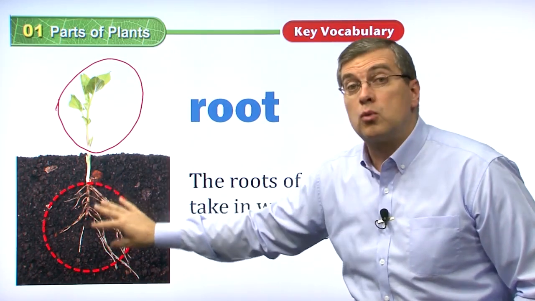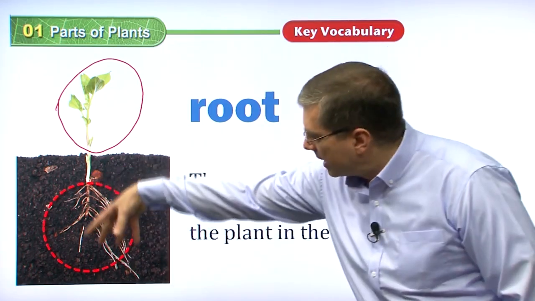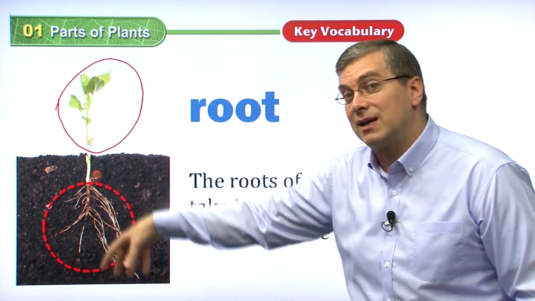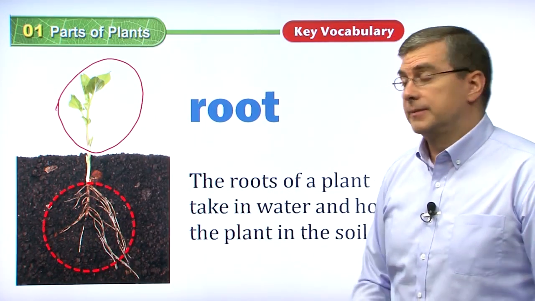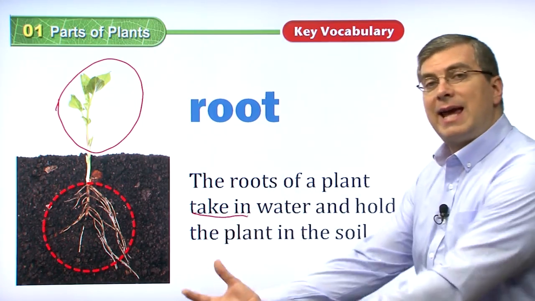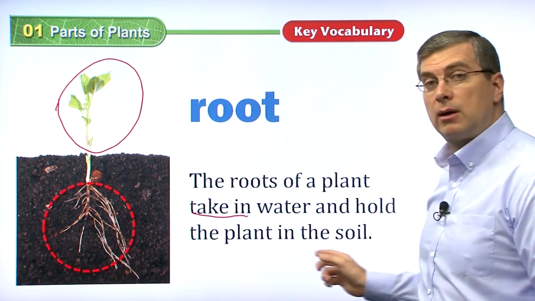But we didn't see this part. This part are the roots. And these are typical looking roots for a plant. They have many different parts, like many different arms going into the ground. What does the root do for the plant? The roots of a plant take in water and hold the plant in the soil.